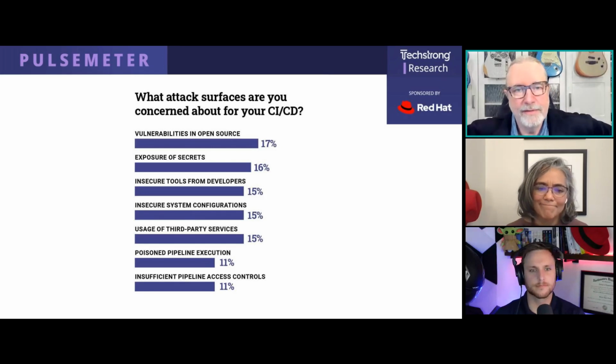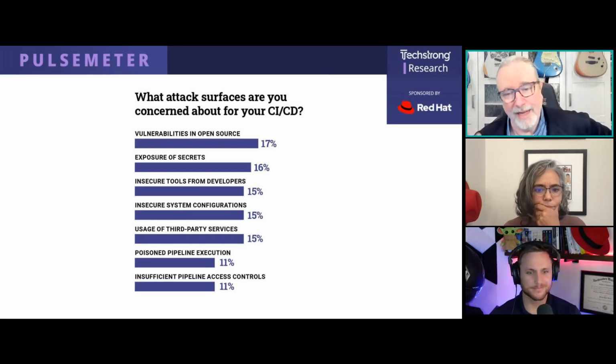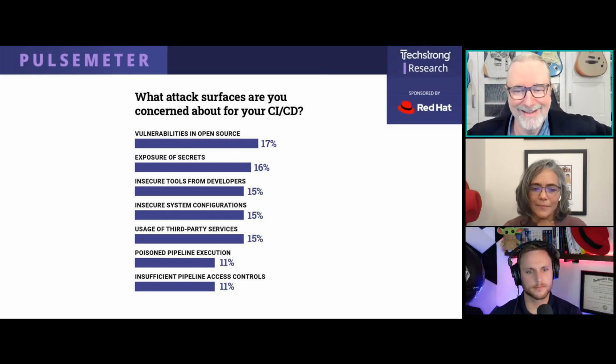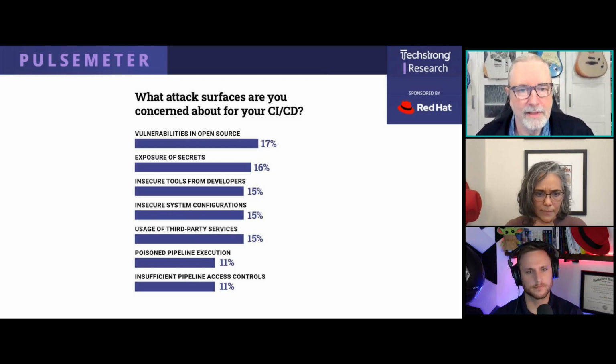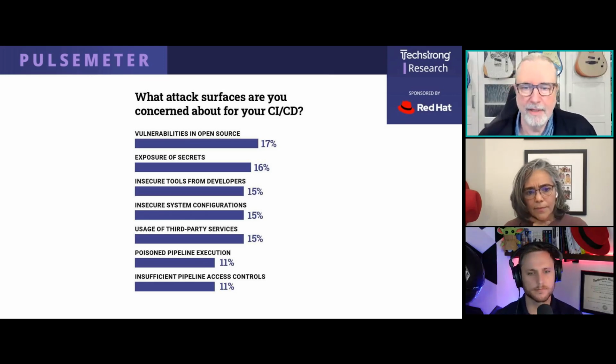What attack surfaces are you concerned about for your CI/CD? Vulnerabilities in open source. That's a big topic, right? People are talking about that a lot. Exposure of secrets. I'm glad to see that's high, because what are the frequent sins we keep committing around secrets in code and in repositories. Insecure tools from developers, insecure system configs, use of third-party services, poison pipeline execution, insufficient pipeline controls. There are others, but these are the ones that came out on top. Mike, do you want to comment first on this one?